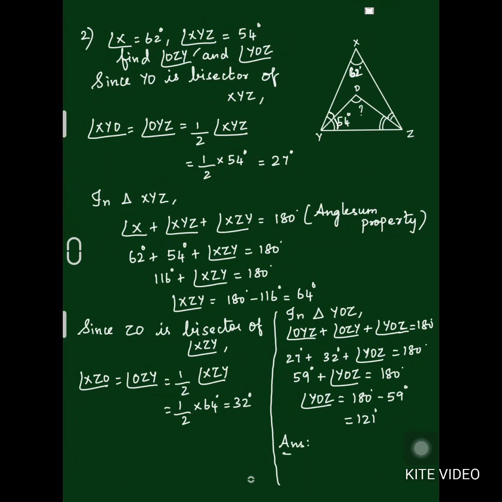Again, so what is the answer? Angle OZY is equal to 32 degree. That is what they told you to find. And one more is angle YOZ is 121 degree. Hope it's clear, children.